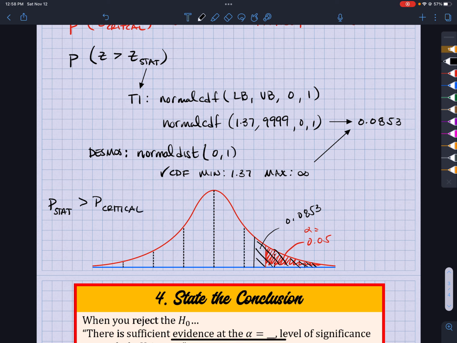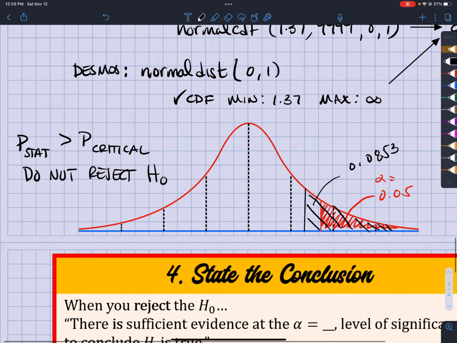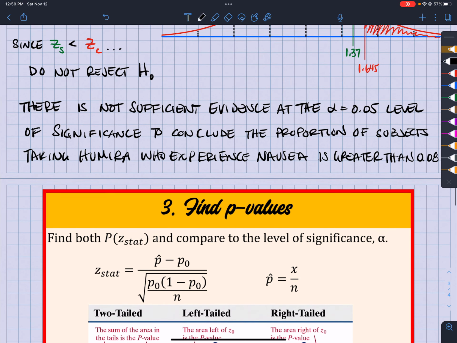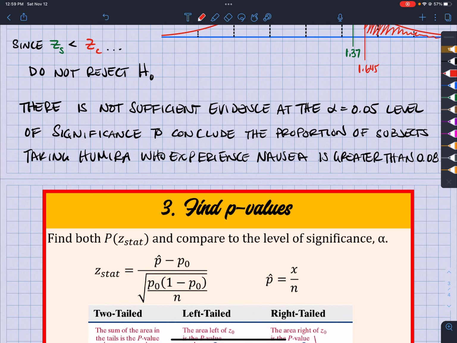In this case, do not reject H naught as well. So in other words, if I have enough area that can cover everything, I do not reject. I'm good. If I can't cover it, then disaster is going to come, okay? And of course, again, then we have to make our conclusion, which I did on the other part. I did write out the conclusion, and this is still my conclusion right here.